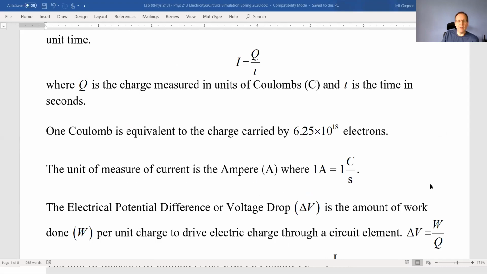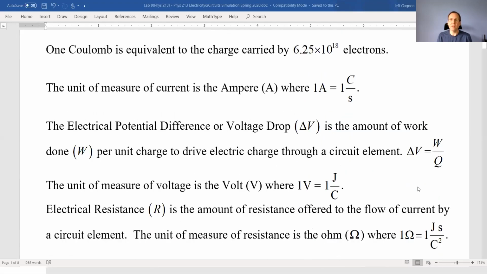The next definition is something called the voltage drop or electrical potential difference, or the electrical potential. It has different names, or sometimes people just say voltage. You can think of it as the amount of work done per unit charge to drive the electric charge through the circuit. Okay, so it's work done per charge. And the unit of measure for the voltage that we use is going to be the volt. Okay, so we measure the voltage in volts.